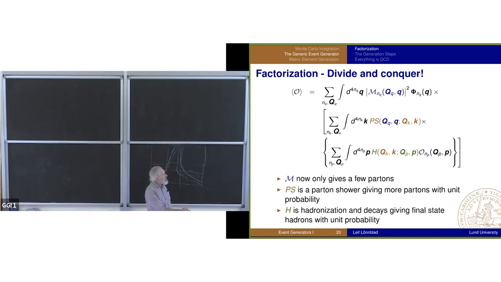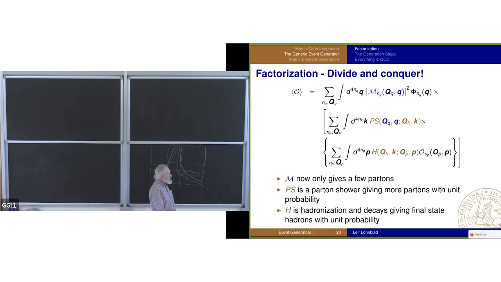But the integral here is unitary. So we don't change the weight of the event. The weight of the event comes from here, or the cross section, and then this just redistributes momenta and particles. And in the end, we take those partons and we turn them into hadrons. Again, with unit probability, we just redistribute the momenta of the partons into momenta of hadrons. And this factorization is very good normally. Not always, but normally it's very good.